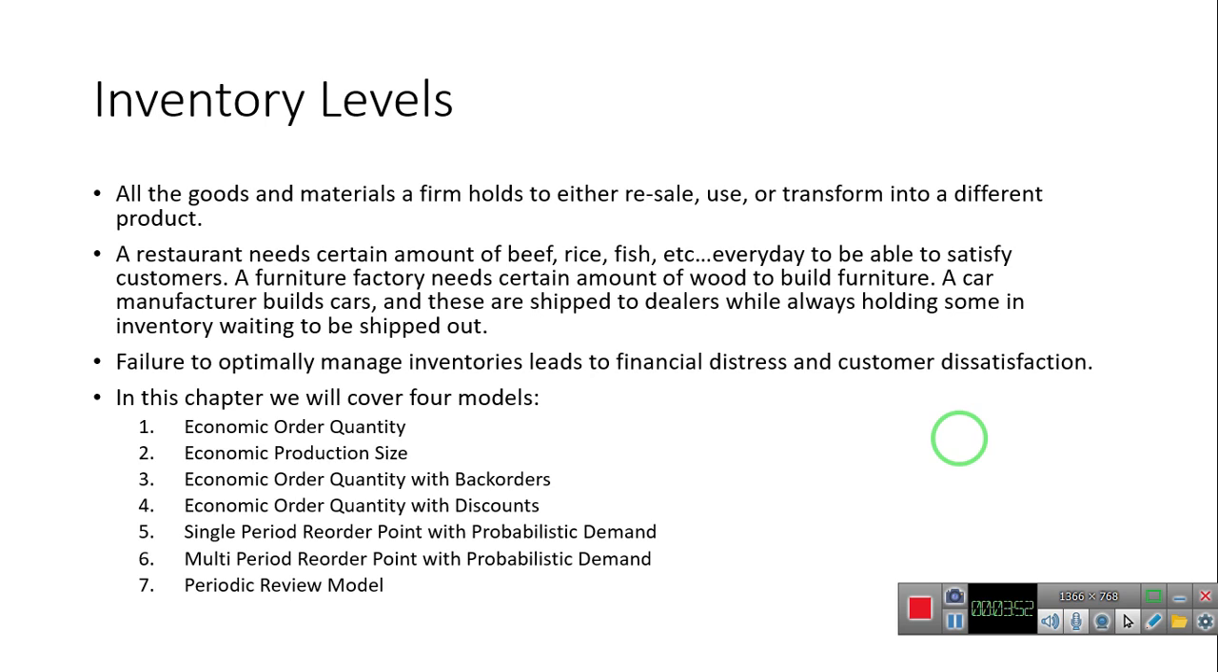So we're going to start with the economic order quantity. This is the basis. This is what started it all. And we have to thank Ford Harris, an engineer, in the early 1900s, he was the one that came up with this idea and the relationships between all the variables that we're going to see that affect inventory levels. And from there, others expanded the model and developed new models to look at different situations with different constraints, different assumptions.